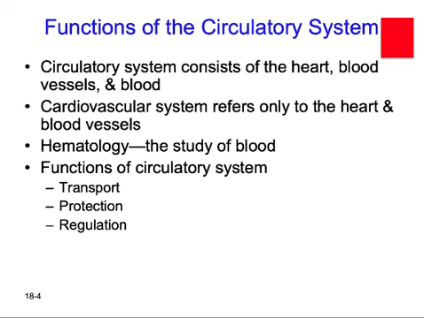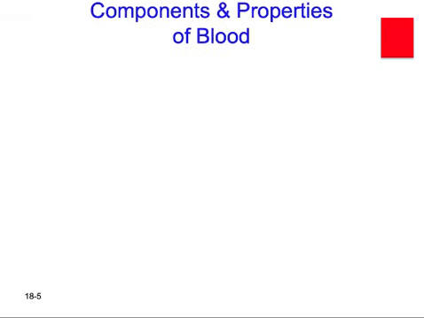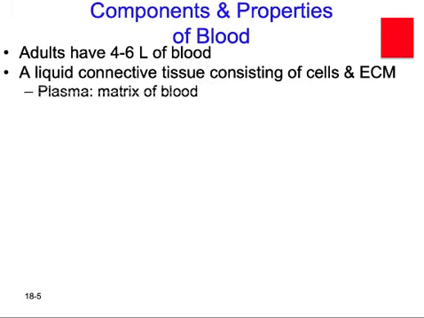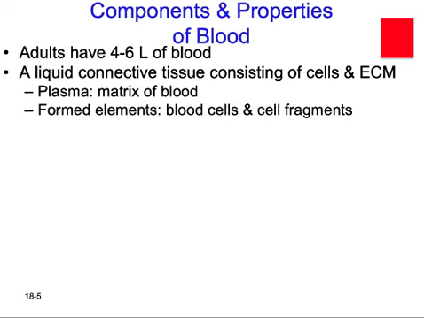The cardiovascular system refers only to the heart and the blood vessels, while the circulatory system is the whole thing. The study of blood is called hematology. And then we've detailed what the circulatory system does. Adults have 4 to 6 liters of blood, which is a liquid connective tissue that's made up of cells and an extracellular matrix. The extracellular matrix in blood is called plasma. It's a liquid. What's in plasma? Well, lots of stuff. There's proteins, there's electrolytes, there's waste products, there's gases.